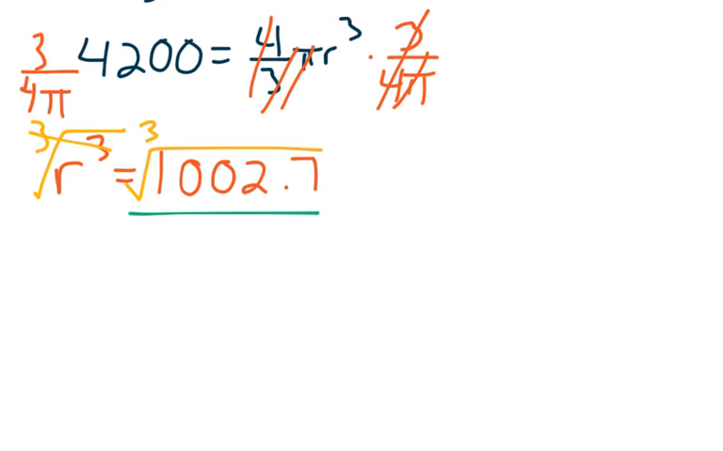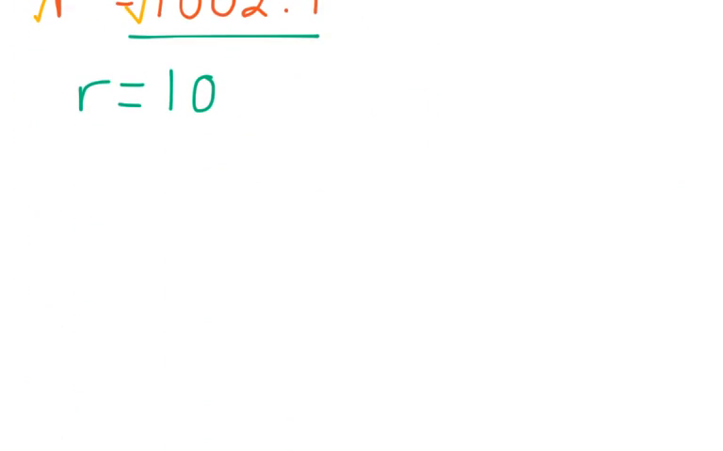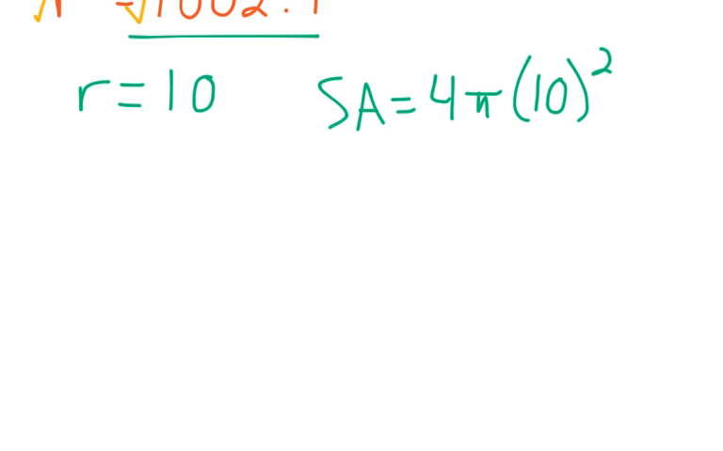So that's what it should look like on your calculator. Right here, after you hit math, the fourth one down says cube root. Then you're going to type in 1002.7. You should have got r is equal to 10.008, so just nearest tenth would be 10. So there you go. But that's a radius. But we still have to, again, find the surface area. So the surface area is 4 pi radius squared.